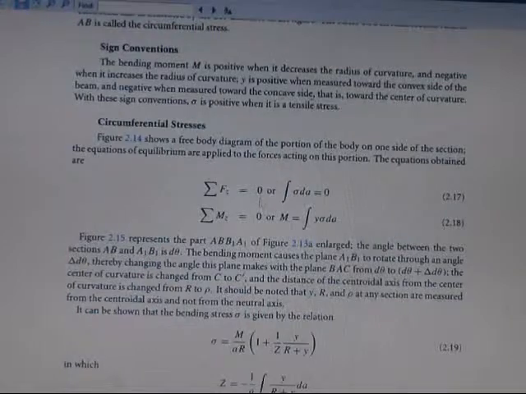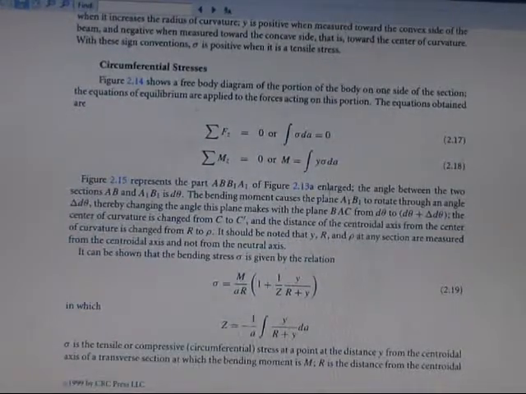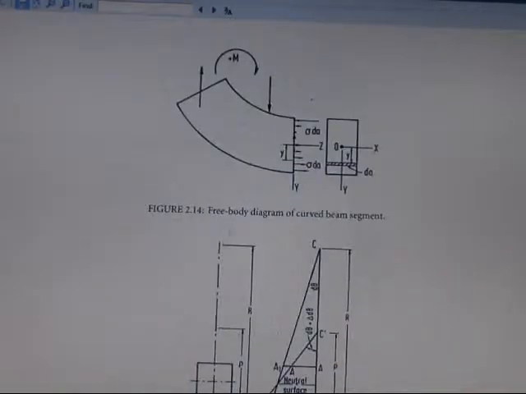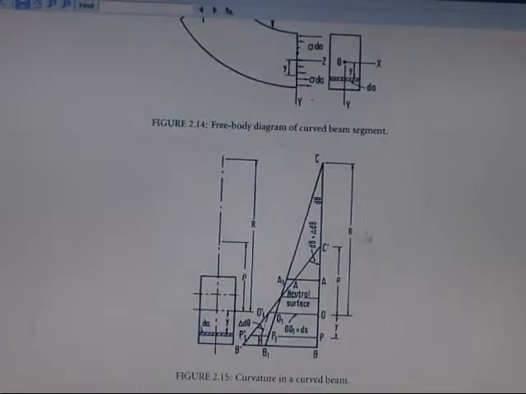So this is the equation for the circumferential stresses. This is the circumferential stresses.